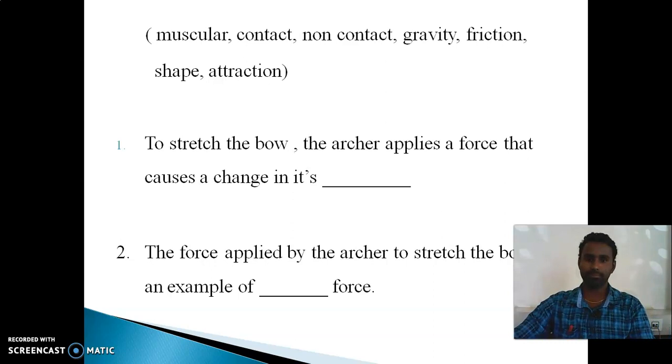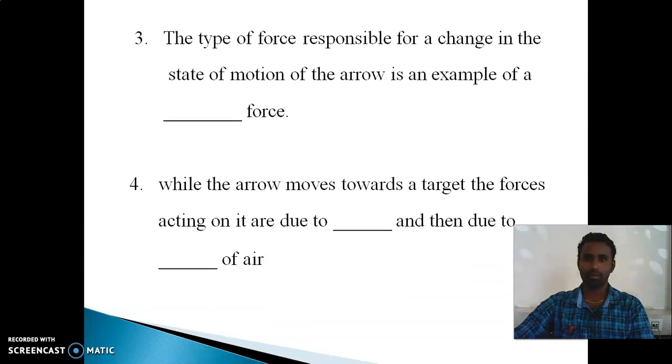Third question. The type of force responsible for a change in the state of motion of the arrow is an example of dash force. Fourth question. While the arrow moves towards the target, the forces acting on it are due to dash and then due to dash of air.